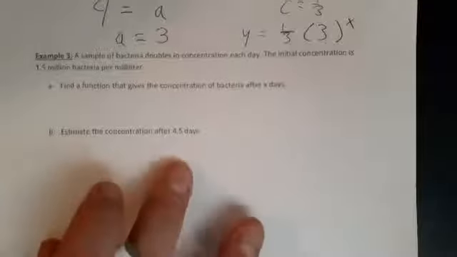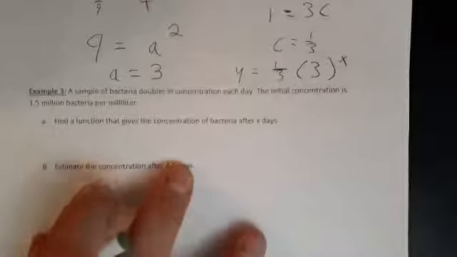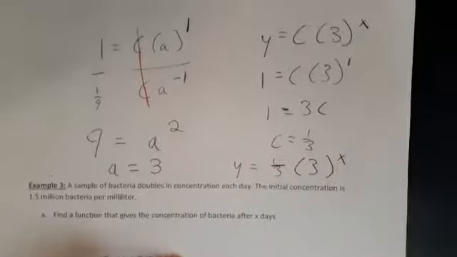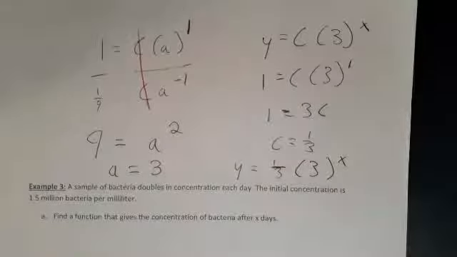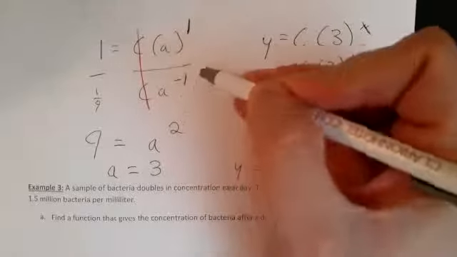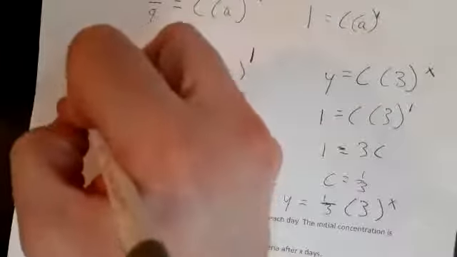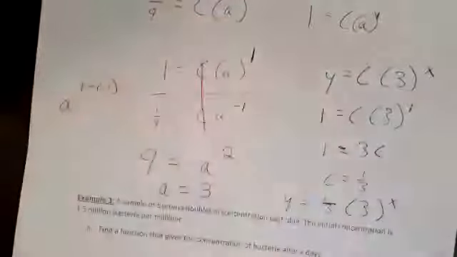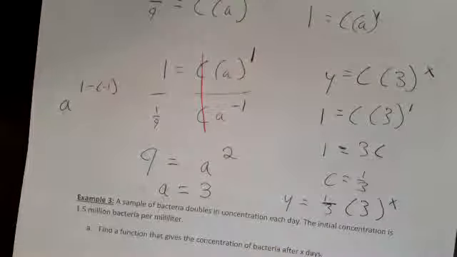Can I ask a question real quick? Sure. How are we getting A squared? I'm sorry. This comes from this rule. If we have this over this, if it's a like base, we're going to subtract the exponent. So this comes from A of 1 minus the -1. Okay. So that's coming back from the exponent rules.